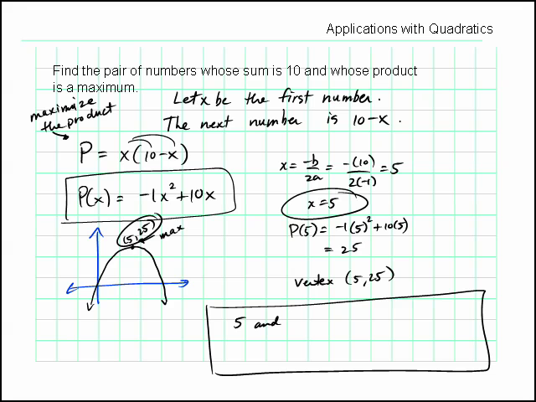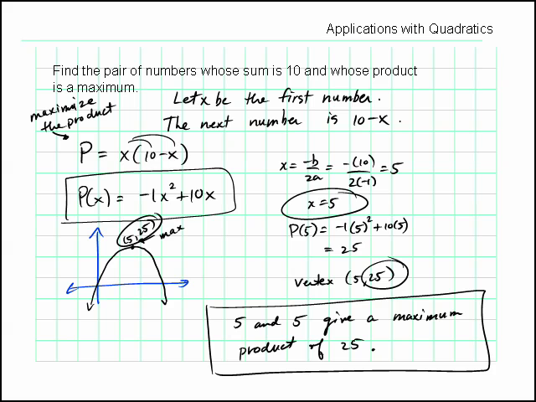So 5 and 5 give a maximum product, and that maximum product would be this number right here, the maximum height of the parabola, 25. And so in other words, if you want to multiply two numbers together and get a maximum value, you should make them the same number, like 5 and 5. Okay.